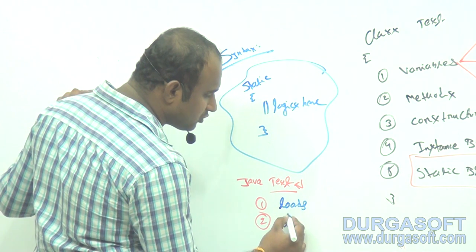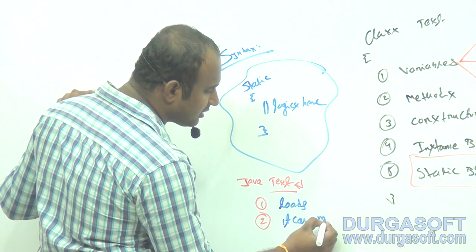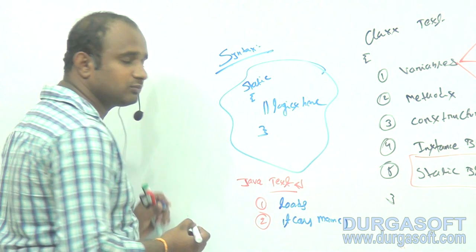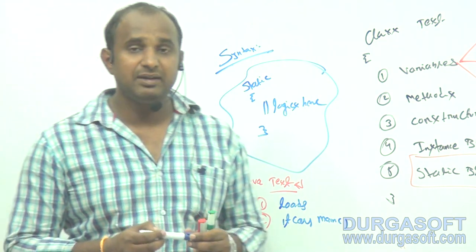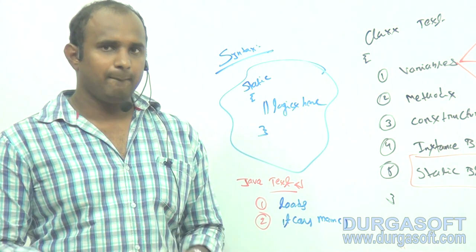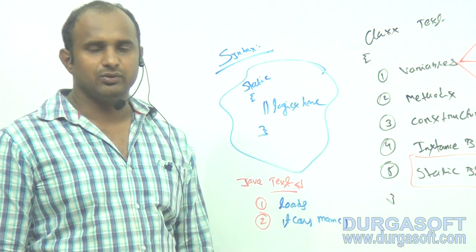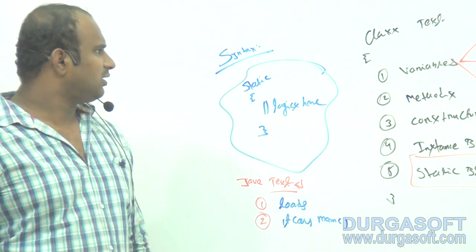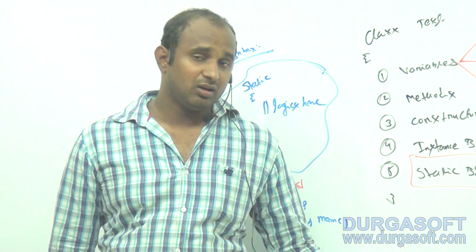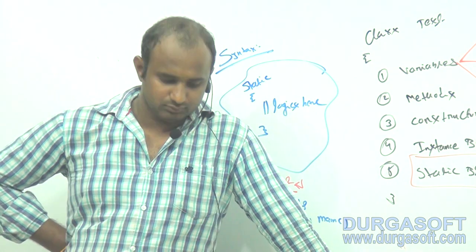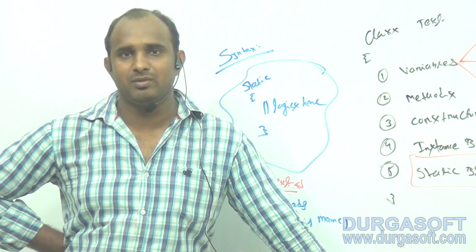After loading, it calls which method? It calls the main method to start the execution. I hope that's clear. So during .class file loading, the static blocks will be executed. So here, tell me how many times the .class file is loaded into memory.